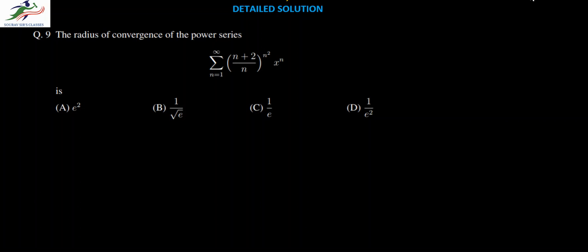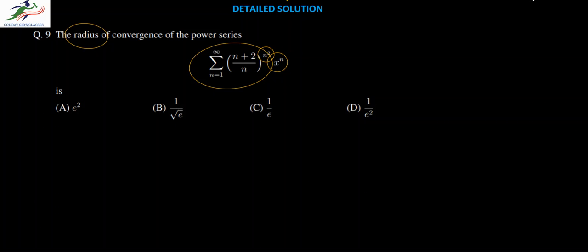We move to question number 9, which gives us a power series of this form, and we are asked to find the radius of convergence. Now, in order to find the radius of convergence here, we notice that we have a power of n with x and a power of n square with the constant term.